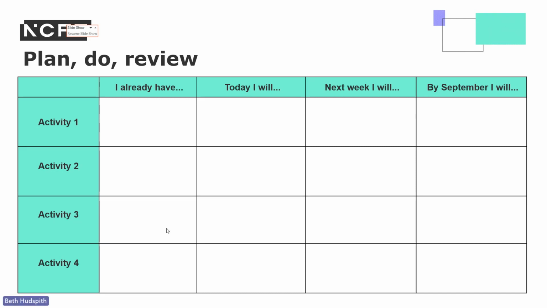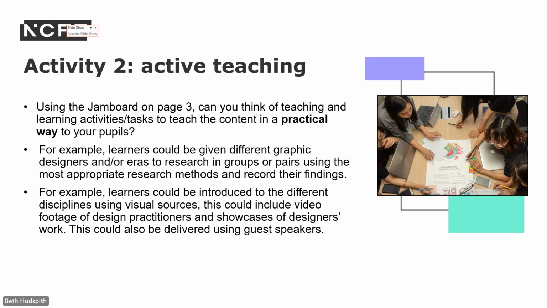Right, so we'll move on, but do keep referring back to that plan, do, review of what you've already done, what you want to do today, next week, and by September. So we're now going to move on to activity 2. For this activity, we'd like you to think about the teaching and learning activities or tasks that can enable you to teach the content in an active way for your pupils. So we're going to use the Jamboard again on page 3 and again with the sticky notes to record your answers in different content areas.